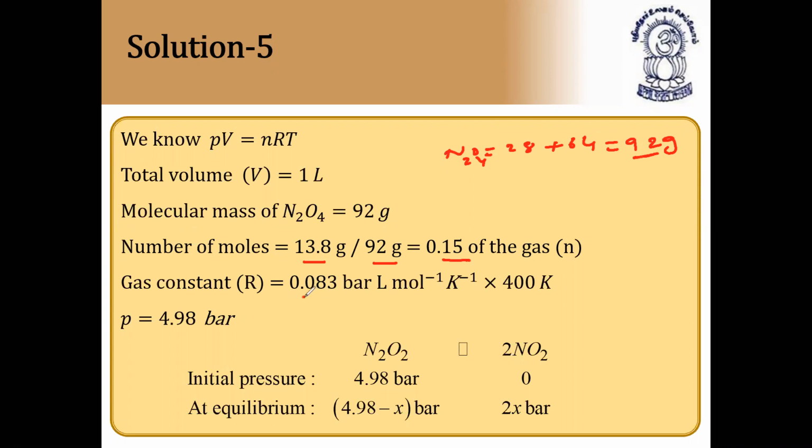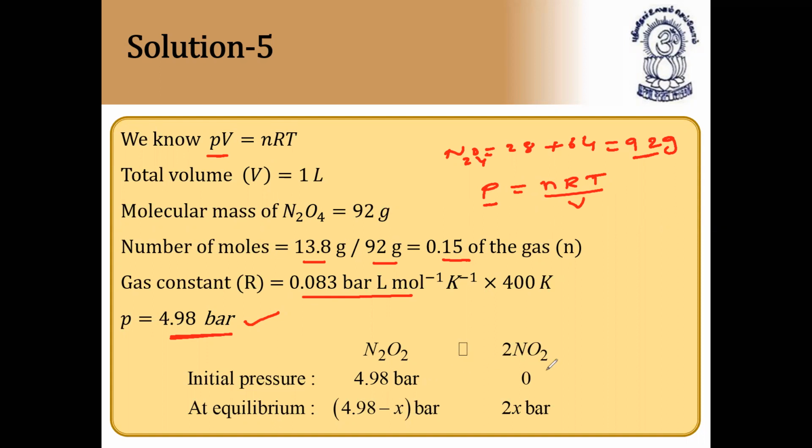So gas constant R is equal to 0.083, as I already told you. And we have to find the pressure. From the equation PV is equal to nRT, we know the value of n, we know the value of V, and temperature is also given as 400 kelvins. So P is equal to nRT by V. By substituting that, you get P is equal to 4.98 bars.